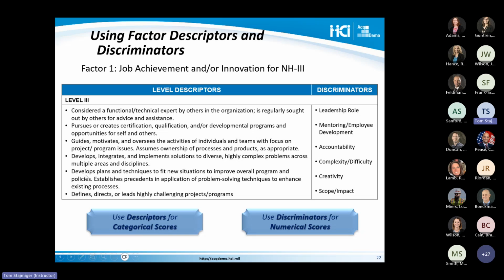So in that time frame, let's take descriptor 5 here. That's often the hardest one to meet. I've developed plans and techniques to fit a new situation to improve the overall program policies. And in doing this new thing, that's going to establish precedent that we're going to apply to enhance other existing processes. Am I really, within this abbreviated 3.5 month time period, going to start working on something new? It's not only going to improve my program, but it's going to establish precedent that we will have applied already to enhance other existing processes just from conversion date through 30 September.